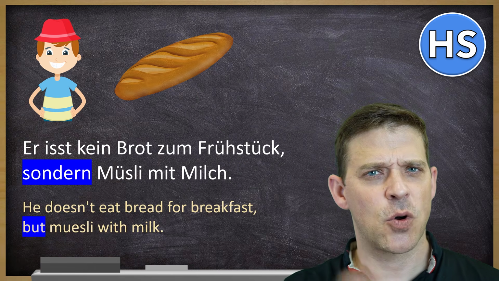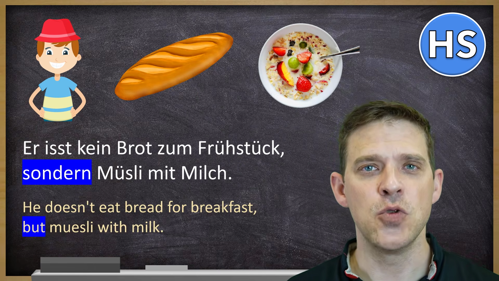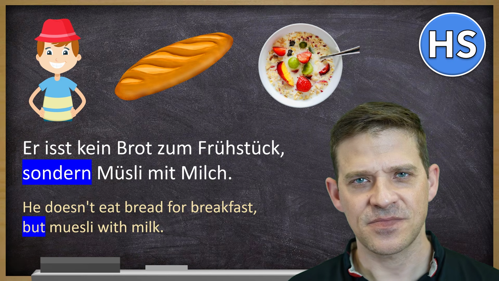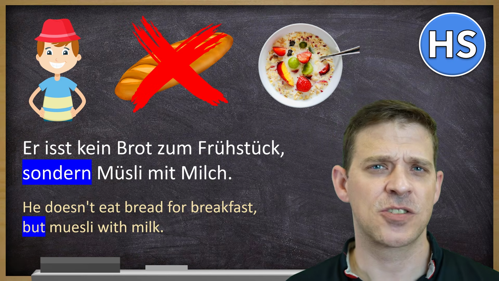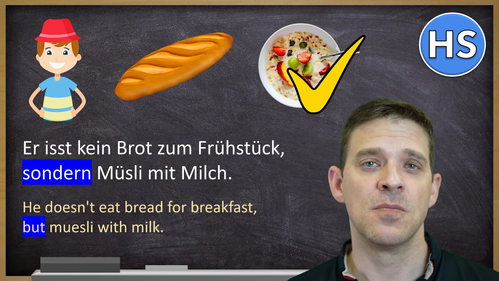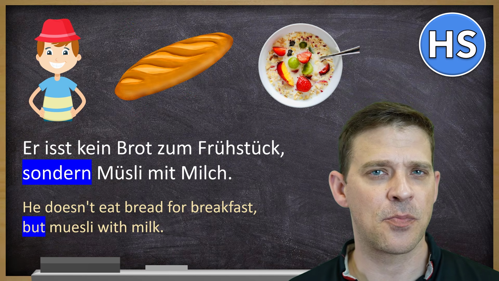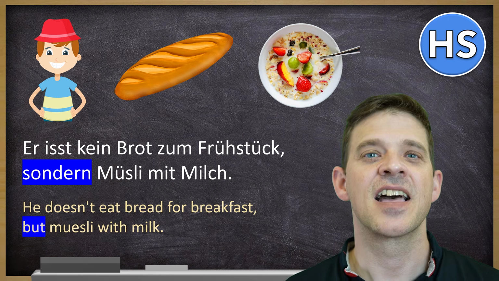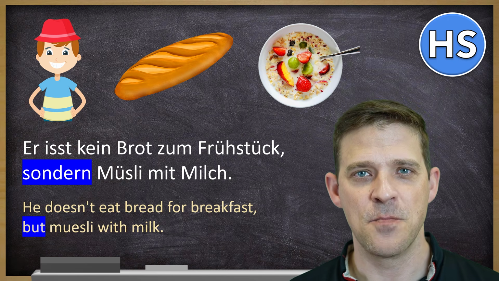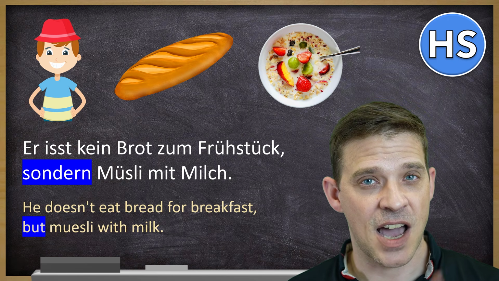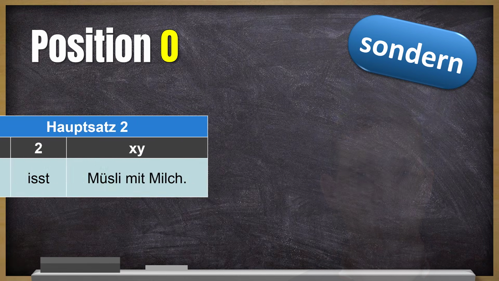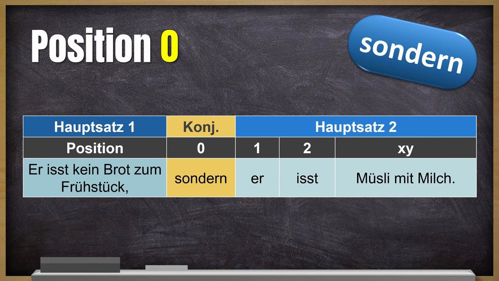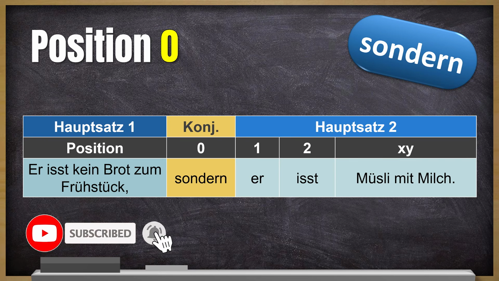Er isst kein Brot zum Frühstück, sondern Müsli mit Milch. He doesn't eat bread for breakfast, but Müsli, that's this healthy cereal with milk. Ist eine Hauptsatzkonjunktion, therefore Position ist 0. Now the complete sentence would be, er isst kein Brot zum Frühstück, sondern er isst Müsli mit Milch.